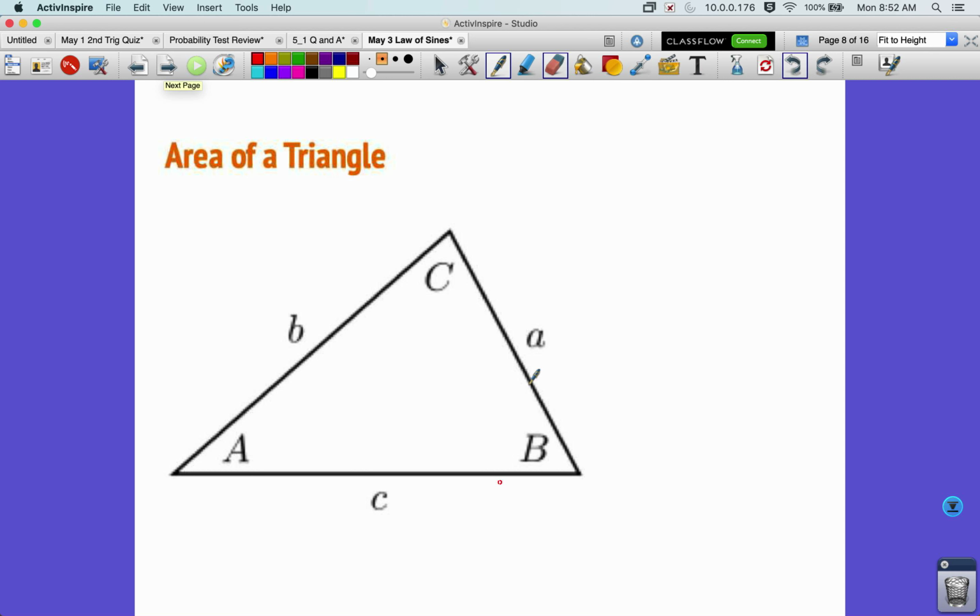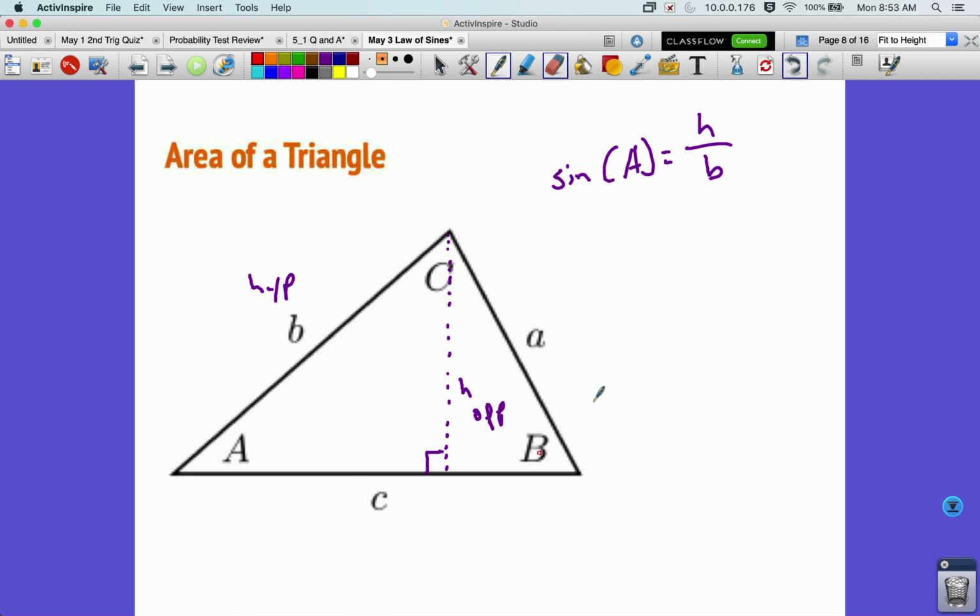All right, so can we develop a formula that will find the area of a triangle without us having to convert it into a right triangle every single time? Well, what we're going to do is convert our generic triangle into a right triangle and see if we can come up with a formula. So I drop down a height here, and this would be the opposite, and this would be the hypotenuse to angle A. So the sine of angle A equals h over b.